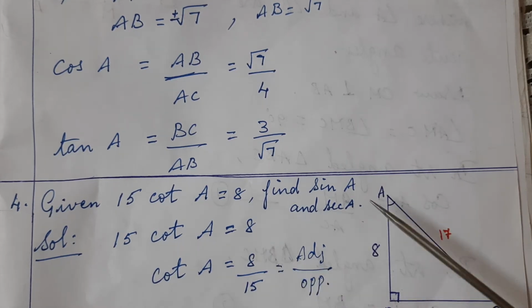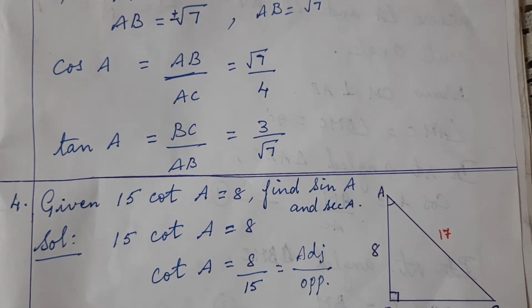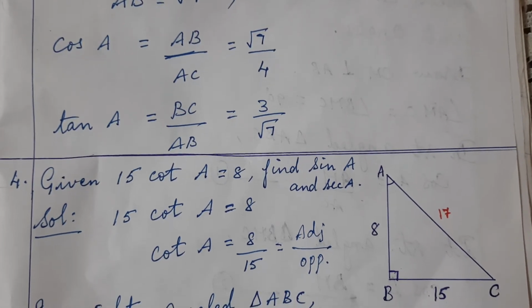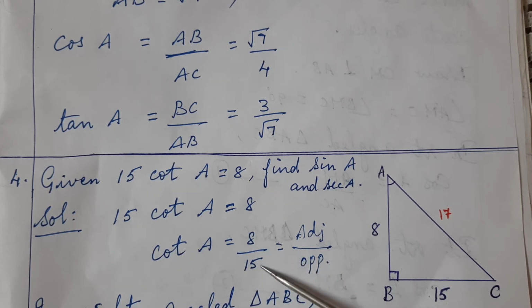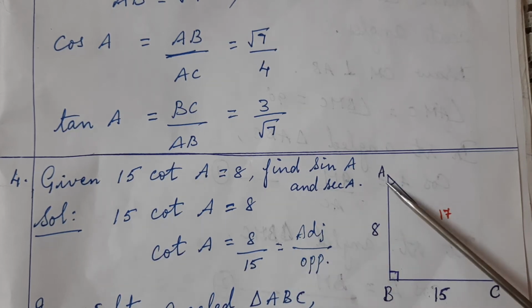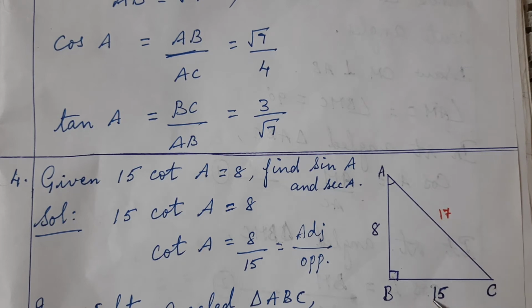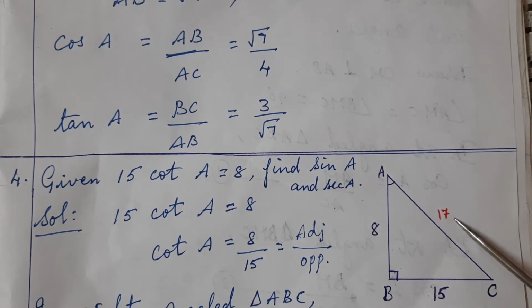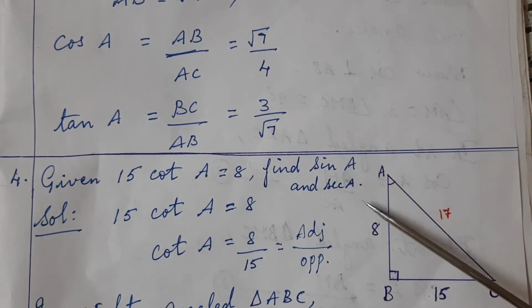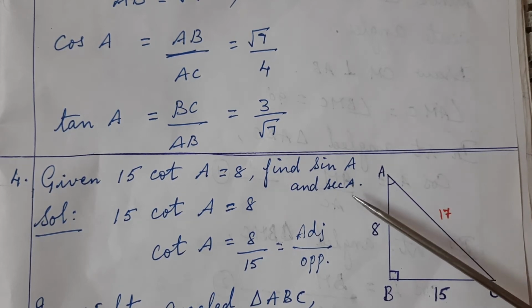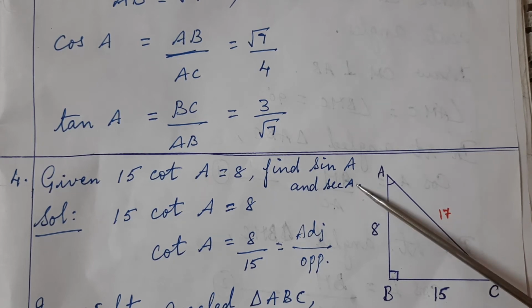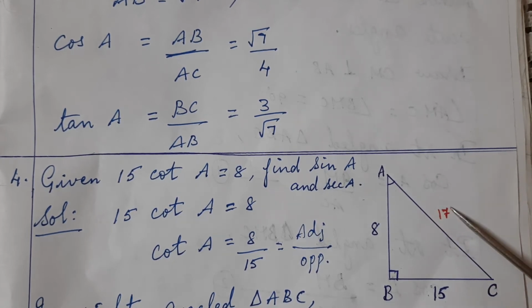So now I have taken a triangle. I want cot A. So I have taken a triangle ABC. B is right angled. And here AB is 8 because it is adjacent by opposite. Adjacent is 8. So for A, this is the adjacent side and BC is the opposite side. So 8 and here 15. I don't know what is hypotenuse. I have to find hypotenuse because I have to find sin A and secant A. Sin A is opposite by hypotenuse. Secant A is the reciprocal of cos. So I should find what is hypotenuse.